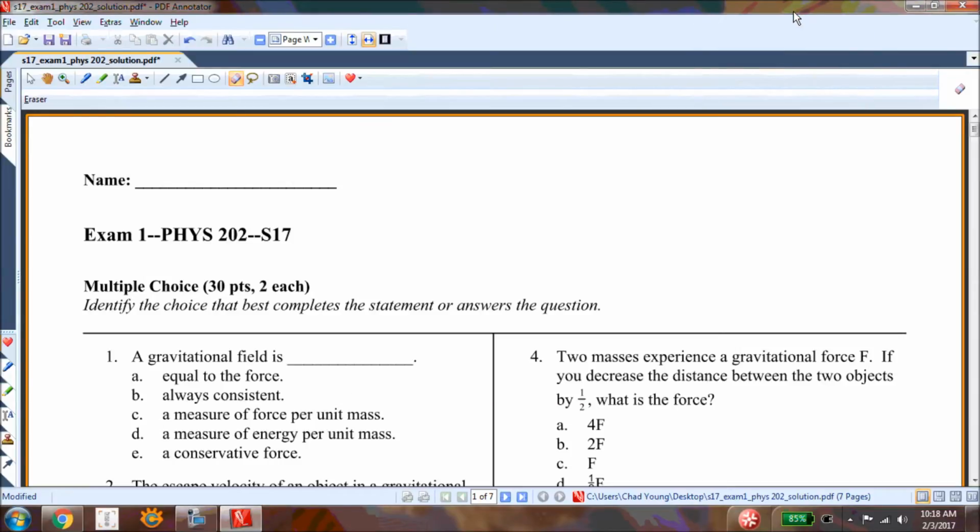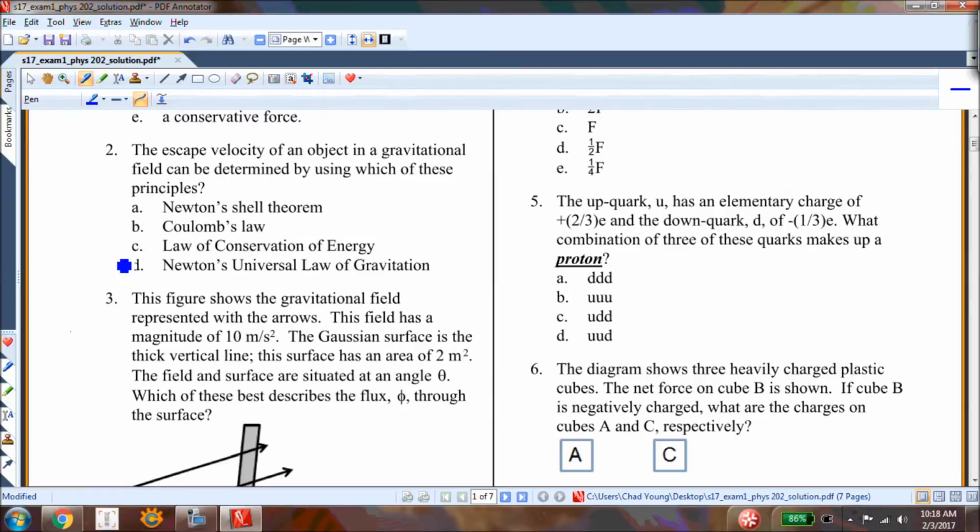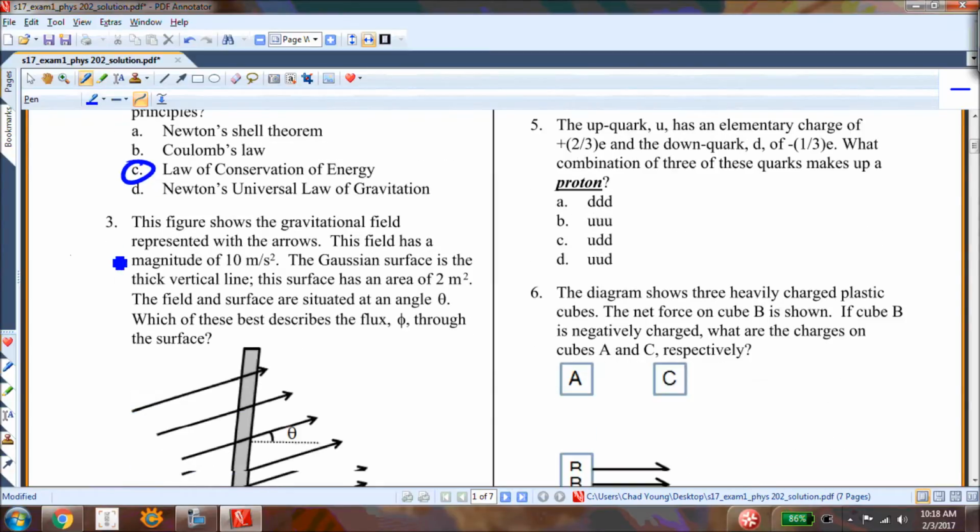Alright, this is exam 1, physics 202, spring 2017. Gravitational field. Fields are always some force per unit something. It's force per unit mass. The escape velocity is based on the law of conservation of energy.